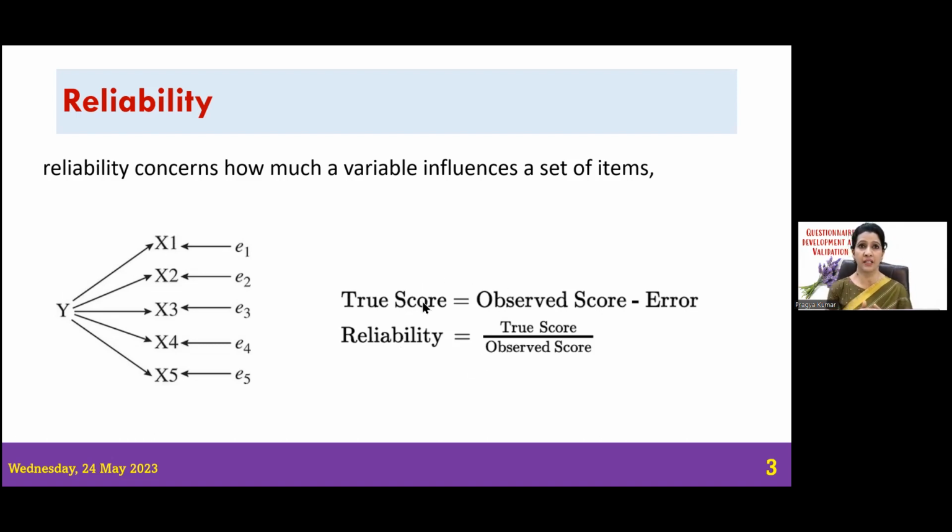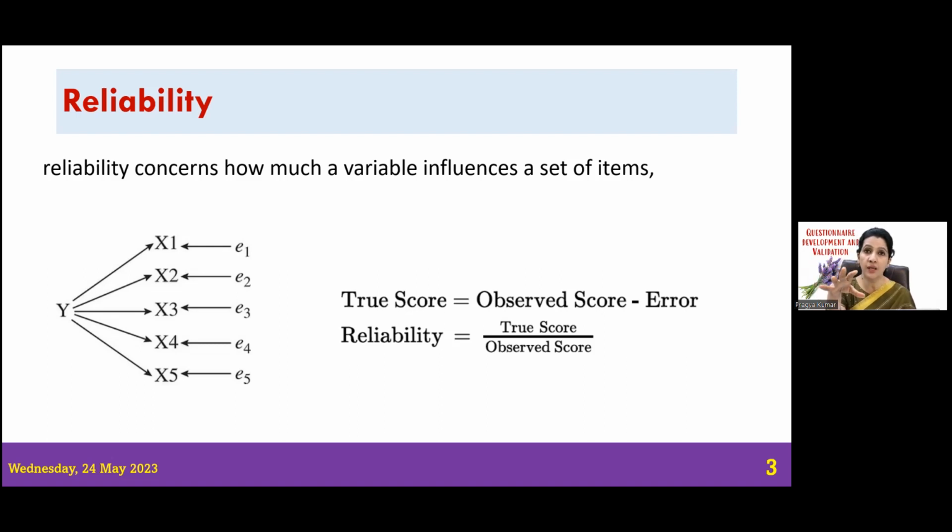So basically, reliability is a ratio of true score to observed score. And we know that the observed score is the true score plus error. That means whatever you observe is always more than the true score. That's why the value of reliability is between 0 and 1. It is never more than 1. So reliability is defined as true score by observed score, that is, how near the observed score is to the true score.